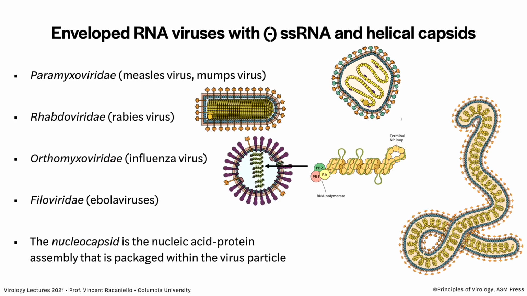So that's helical symmetry. And here's some examples of envelope viruses with negative single-stranded RNA genomes and helical capsids. And in these cases, they're nucleocapsids because they're substructures, right? So here, the paramyxoviruses, which I've shown you, measles virus, envelope virus with an RNA protein nucleocapsid because it's in a membrane.